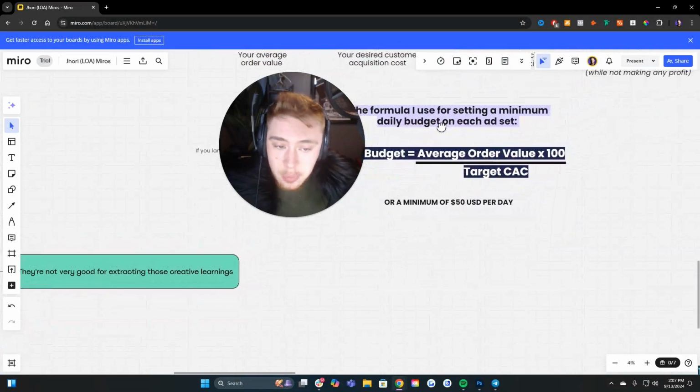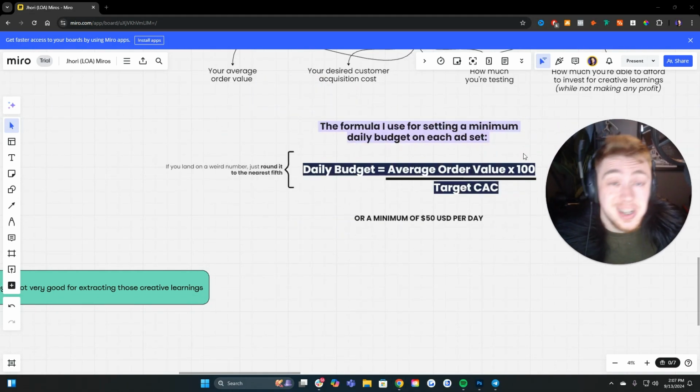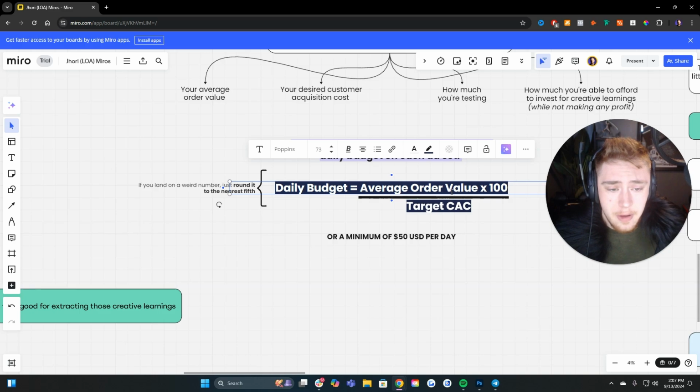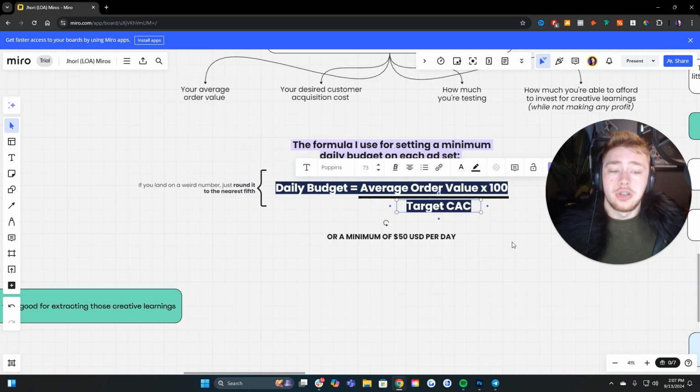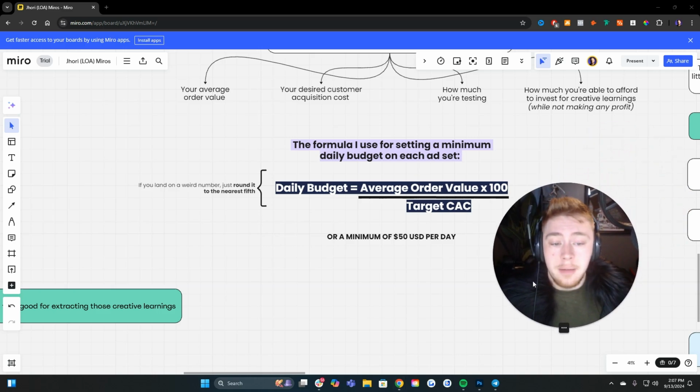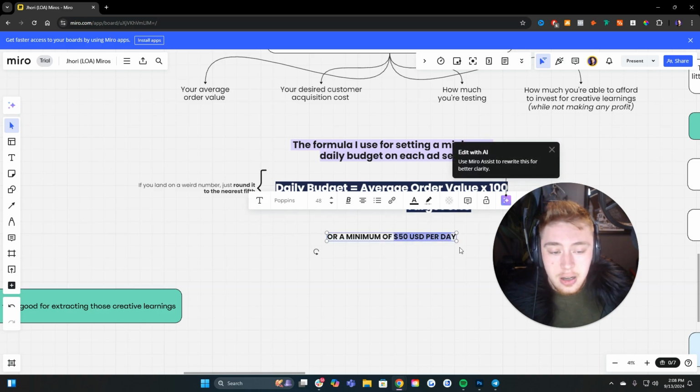And so there is a formula that I like to use for conversions or sales campaigns. You take your average order value divided by your target customer acquisition cost times 100. And if it lands on a really weird number, you just round it to the nearest fifth, right? Now, if you do this formula and you're like, oh my gosh, this is too much money for me to be spending on each ad set or each creative test, okay, well, at a minimum, choose $50 per day.